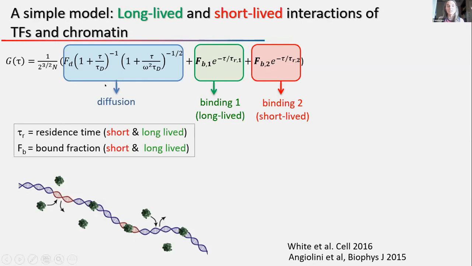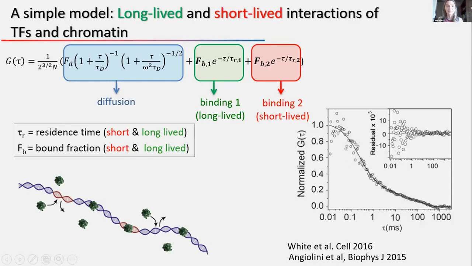The correlation equation has three different terms. One that accounts for the diffusion of the transcription factor in the nucleoplasm and the binding to these two populations of target sites. When you fit the experimental data with this function, you can see that this equation is enough to explain what we get in the autocorrelation experiments. The nice thing about this equation is that you can recover nice information regarding what the transcription factor is doing in the cell. You can recover two important parameters.